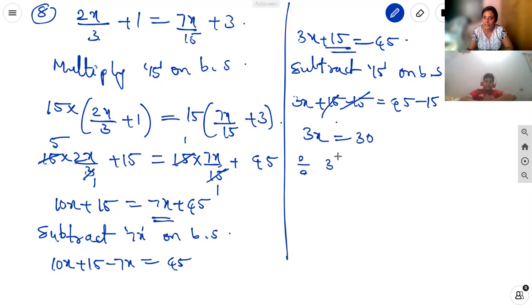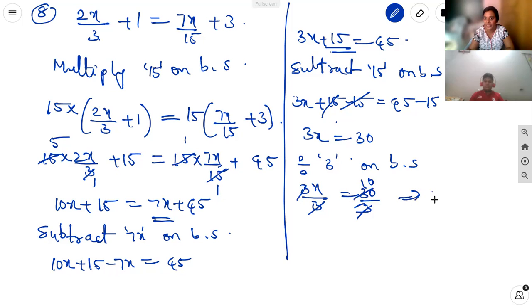Divide by 3 on both sides. So 3x/3 = 30/3. 3 ones are 3, 3 tens are 30. From this, x = 10.